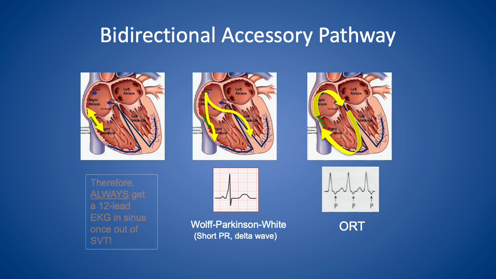And so it's important then to always get a 12 lead, especially if you're coming out of SVT or if you've come out of SVT, to make sure that there's not an accessory pathway. And the way to check for that would be to see whether you have a delta wave and a short PR interval.